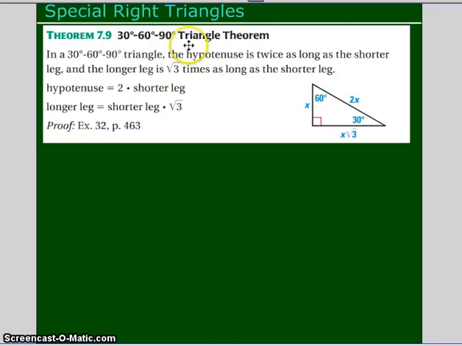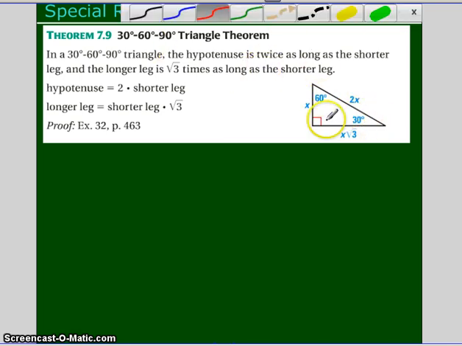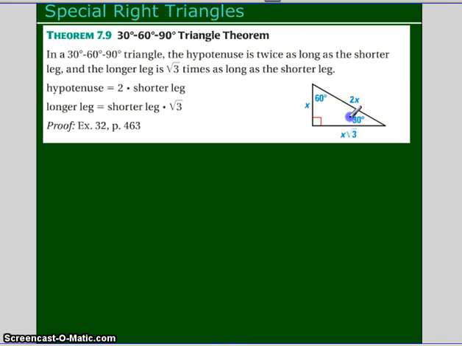Alright, next theorem, very important here, is a 30-60-90 right triangle. So again, we're going to have one right angle, a 30-degree angle, and a 60-degree angle. Now you can read through this, but basically here's the way it works. My shortest side length, I'm going to call that X. We might be giving it as 5, we might be giving it as 10, but we're going to call it X for right now.